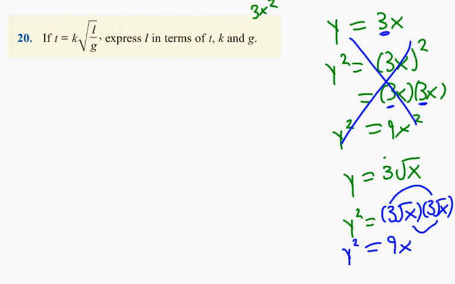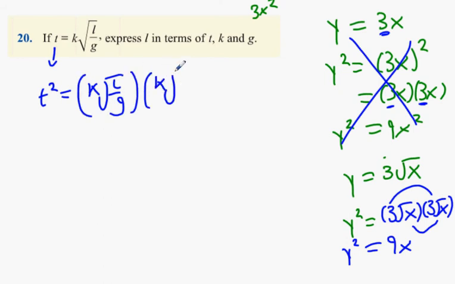We apply this logic to the question on the left. Square both sides. Square the left side, T squared. Square the right side, it appears like this. Now, let's concentrate on what we did down here. Instead of 3, we have k. What's k times k? Okay, so we've taken care of the first part.